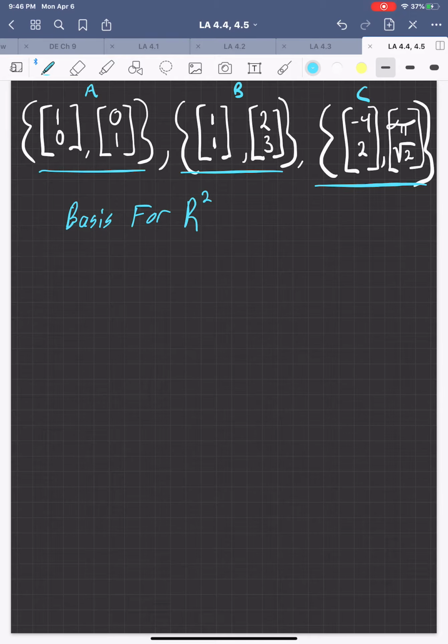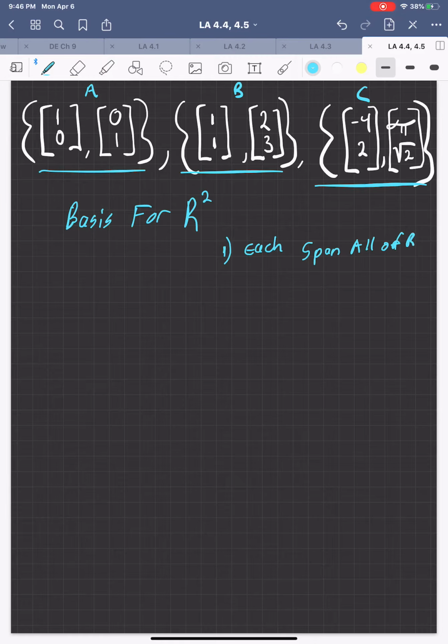Now, why do I get to make the statement that all 3 of these, A, B, and C, are different bases for R2? It's because they meet the qualifications that each of them spans all of R2.